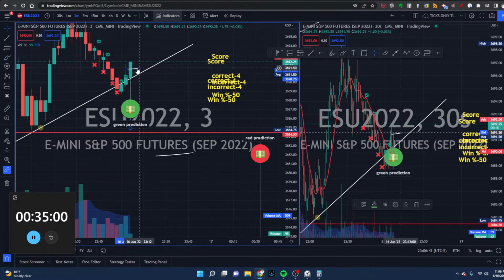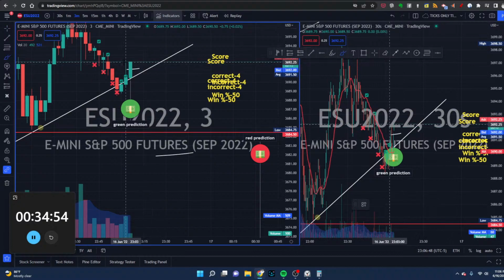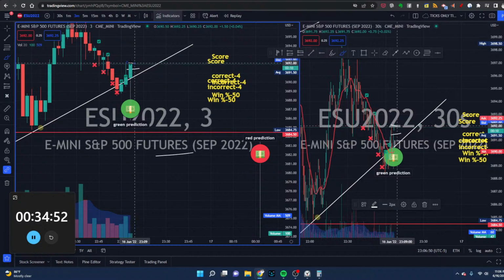But it broke up through this. So now this line is here on this candle because this is where it paused. And the same thing here. This was a high. It's taking out the high now. But this is a high right here.